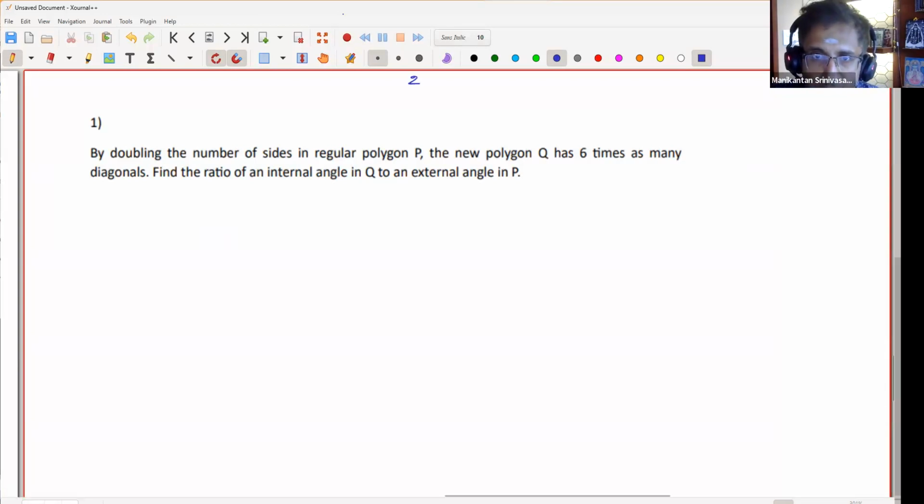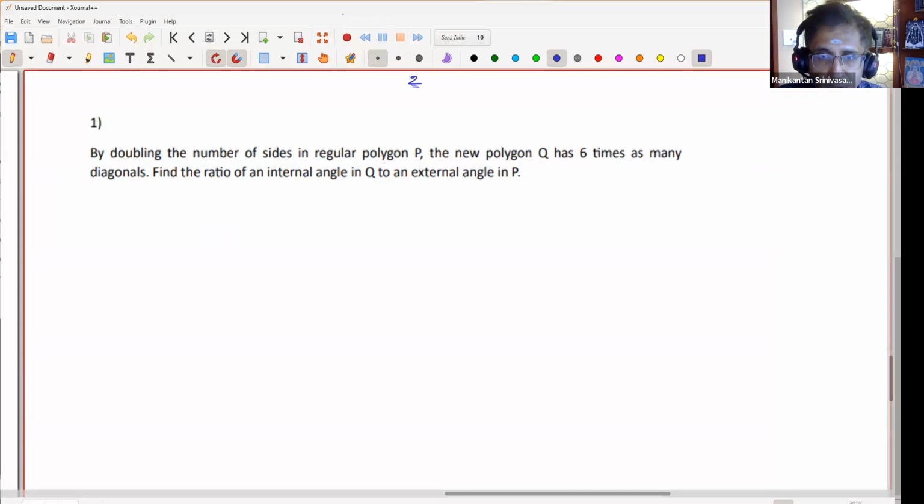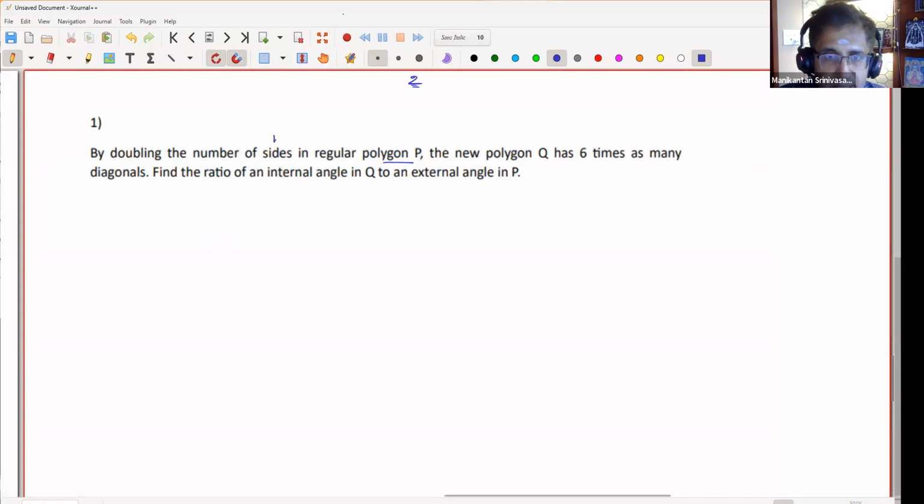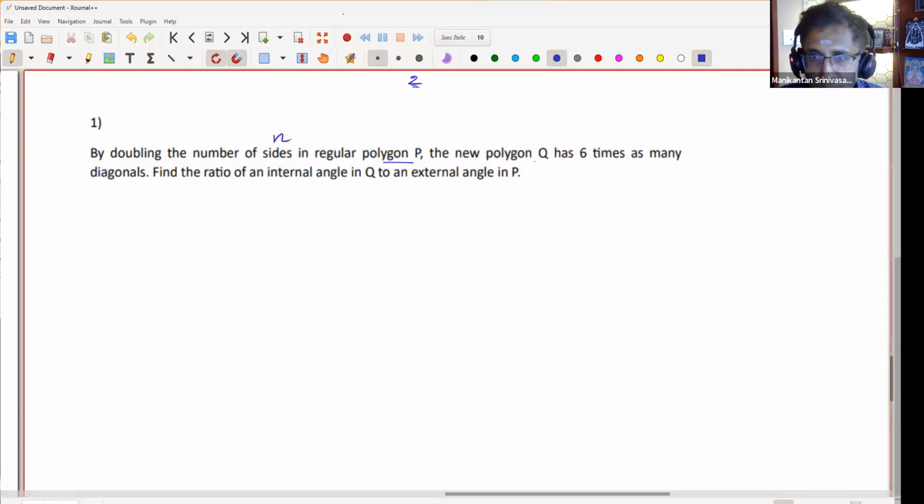Fairly basic question, right? So this is regular polygon N. It has N sides. And then polygon Q has, by doubling the number of sides. So Q has 2n number of sides. So this has 2n sides. And it has 6 times as many diagonals.